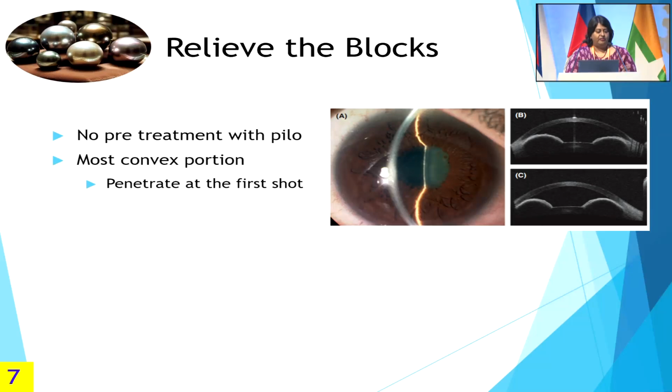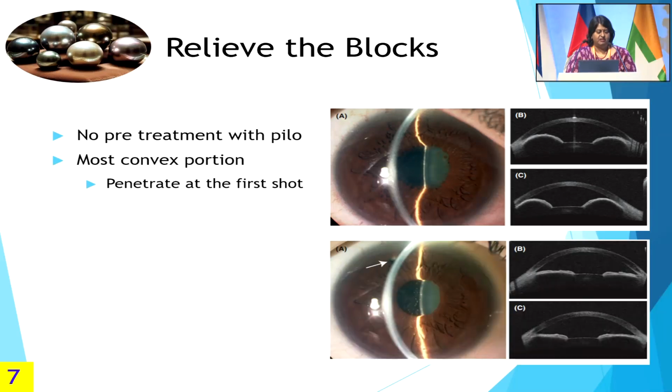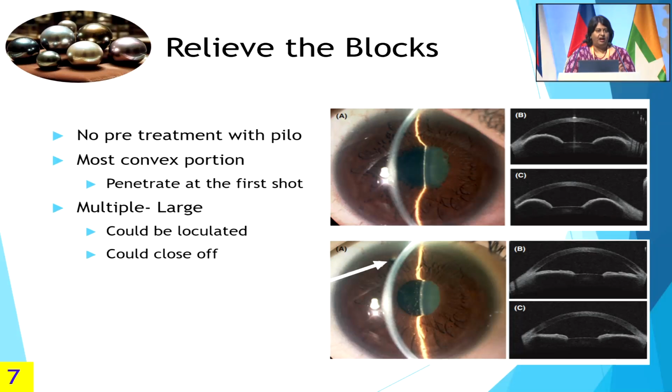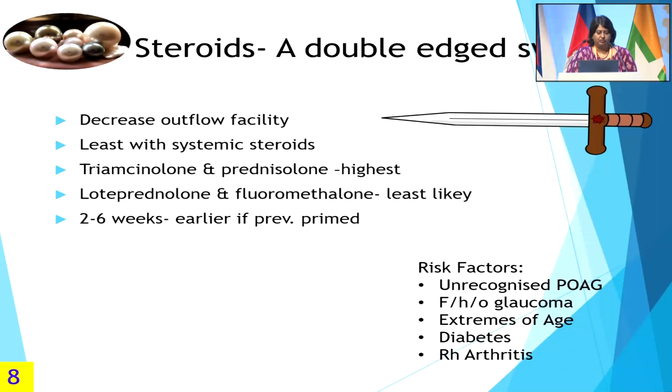At the most convex portion, directly penetrate with the first shot itself. You have to have a large PI and you have to give multiple PIs also, because it could be loculated, with multiple loculations, and because of the inflammation, these PIs tend to close off.